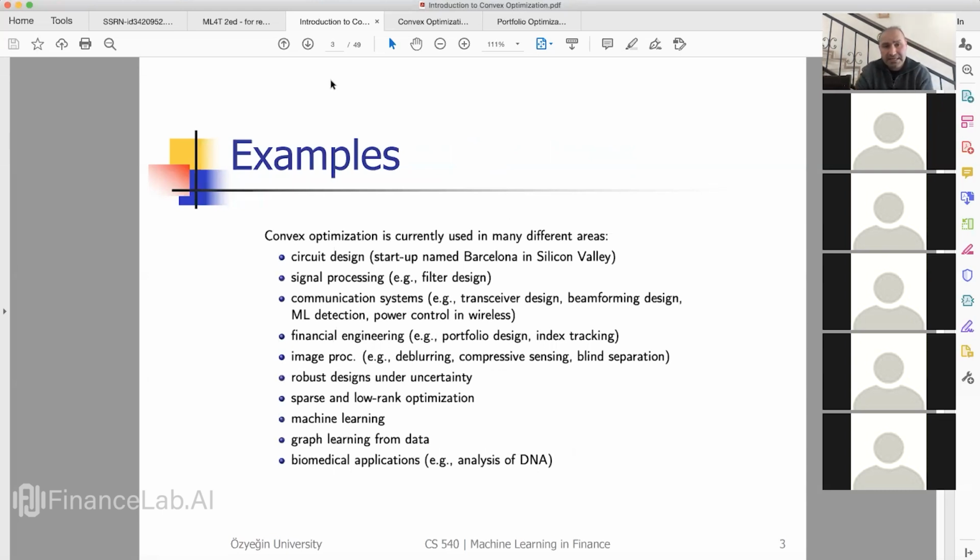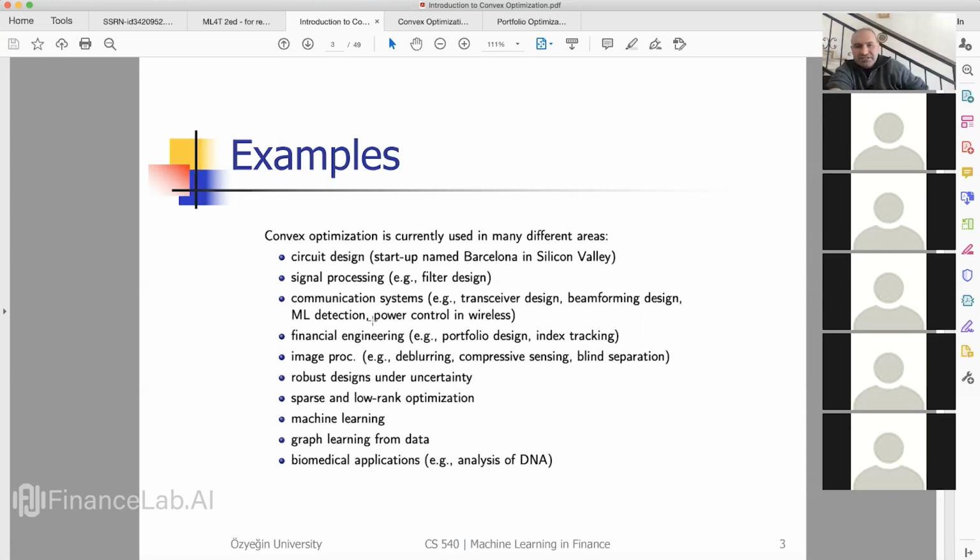Convex optimization is used in many areas. These are just examples from both finance and non-finance. For electrical engineering, there is circuit design. In signal processing, there is filter design. For communication systems, there is designing the transceivers and the beamforming, and also power control. These are all electrical engineering applications.